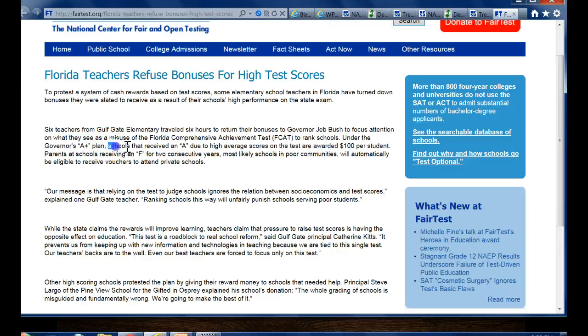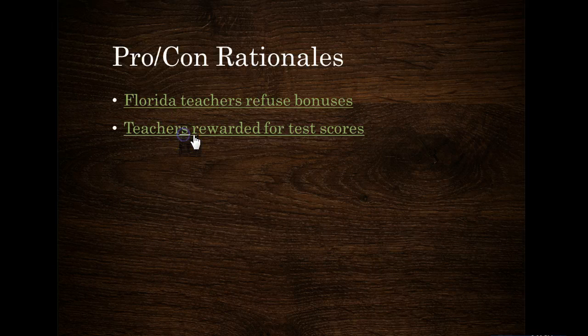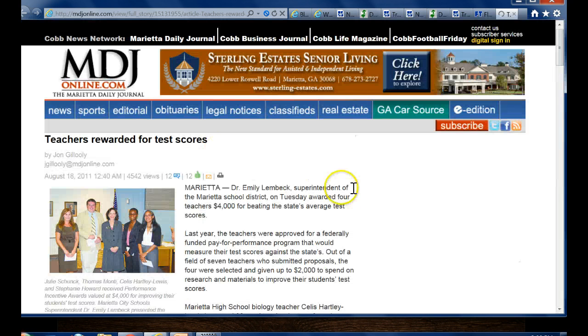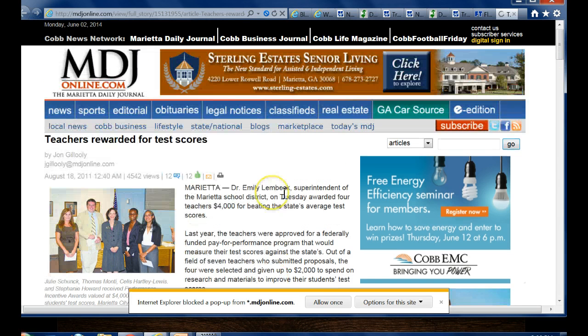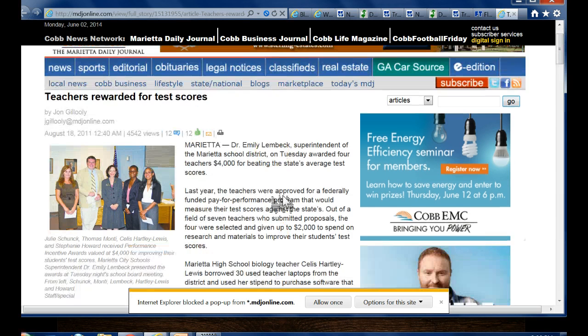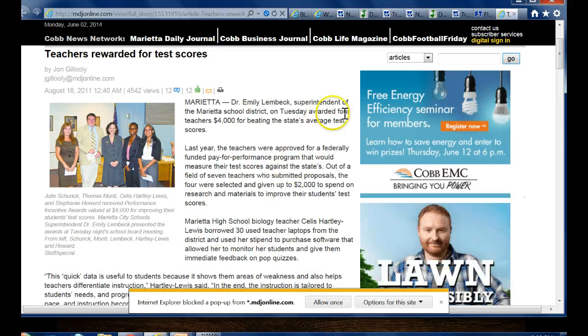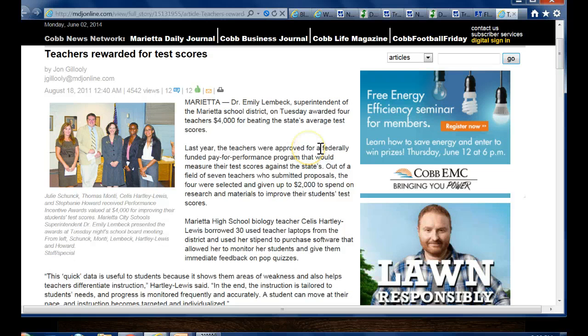Schools, if you'll note here, schools that received an A due to high average scores were awarded $100 per student. So imagine that. Let's say in the course of a day you have 105 students. You figure $100 per student, that's a lot of money they turned down. Interesting, huh? And here's another example, where the teachers were awarded the money, and they did take the money. This is in Georgia. Four teachers got $4,000 for beating the state average in test scores.